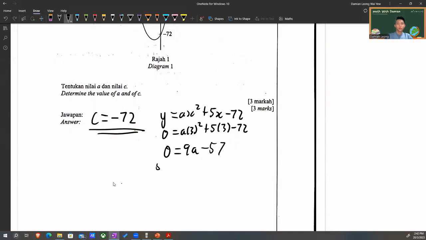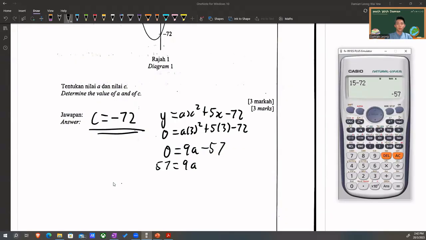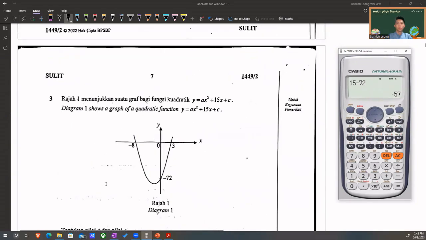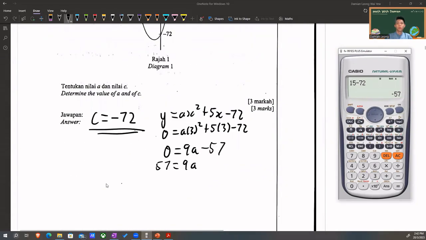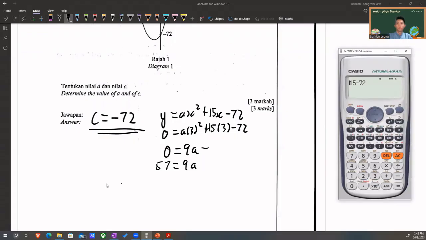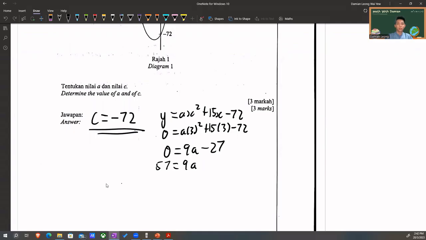Bring over 57 is 9a. Sorry, my bad, 15. Yeah, so it's 15 times 3, which is 45 minus 72. So minus 27. So this is 27.